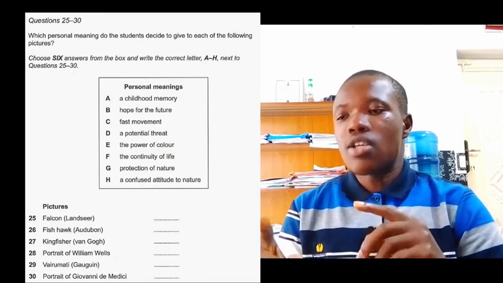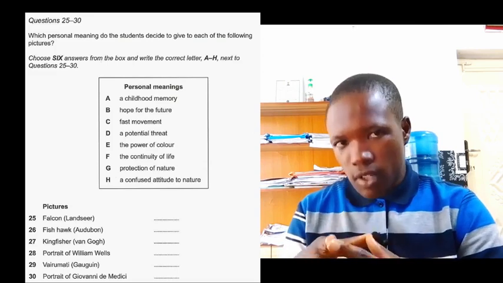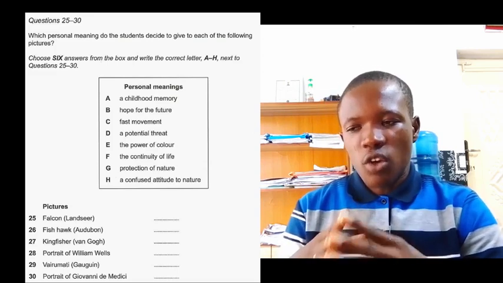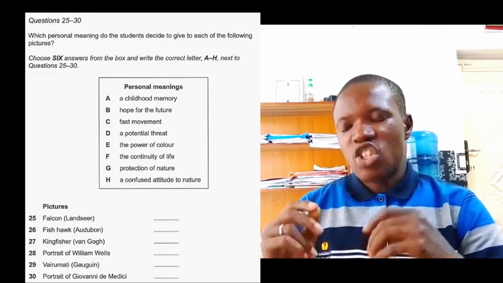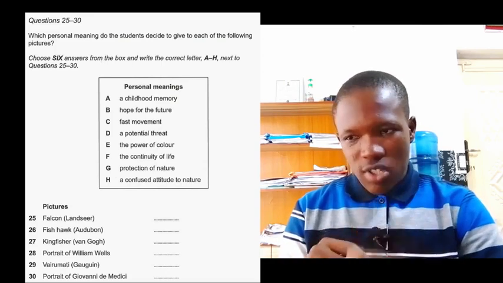So with that in mind, the next thing you should do is go over to the options that have been given. And then for each of the options, read them and try to paraphrase them. Now, this is extremely important.